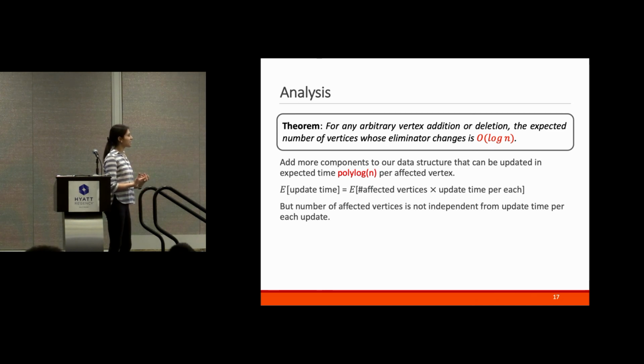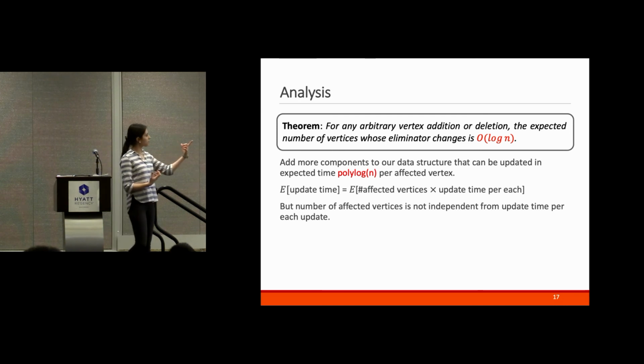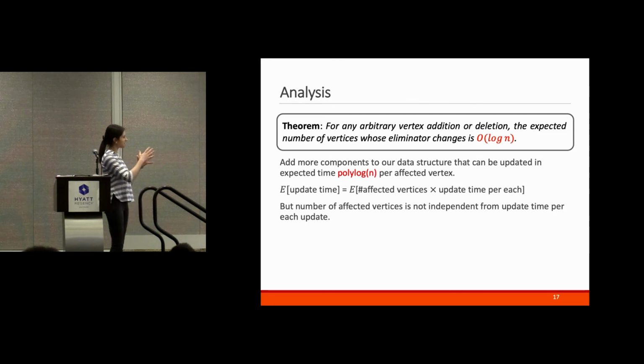But this still will not give us the desired update time, because our expected update time is equal to the expected number of affected vertices times the update time for each vertex. But these two are not independent. The number of affected vertices is not independent of the update time for each vertex. If they were independent, we would have our result now. But to analyze this, we need to be more careful, and we have the results in our paper. We can take it offline if you have any questions.